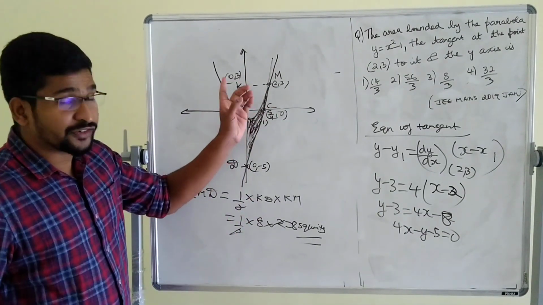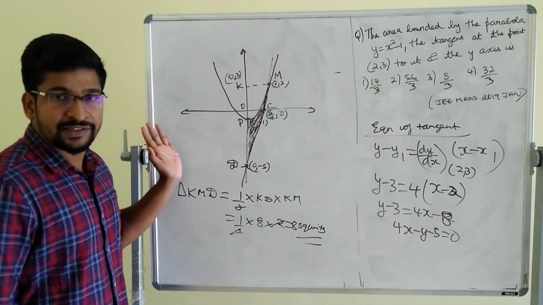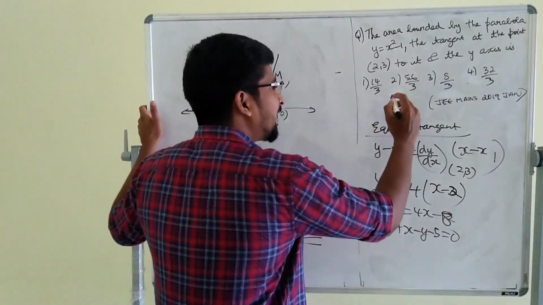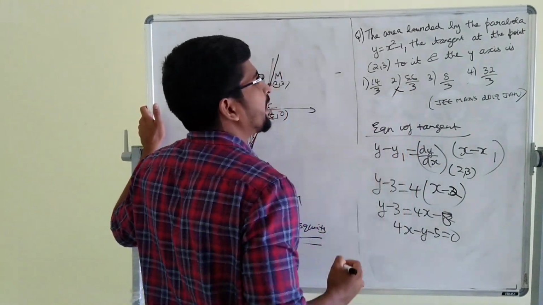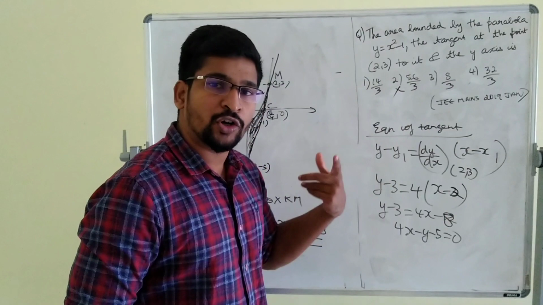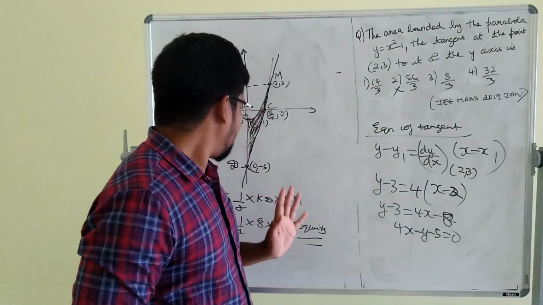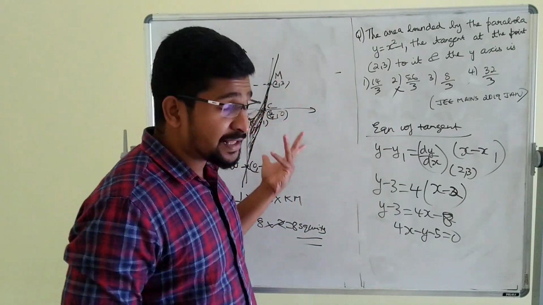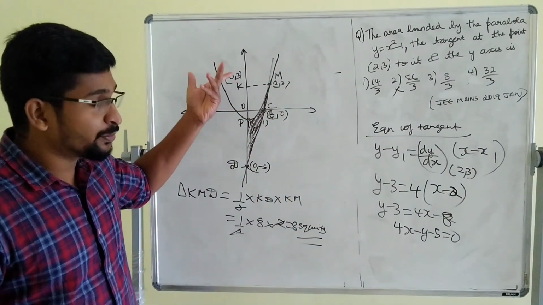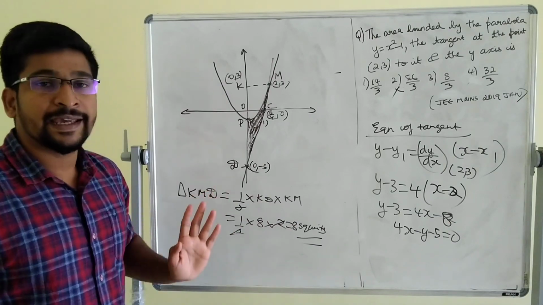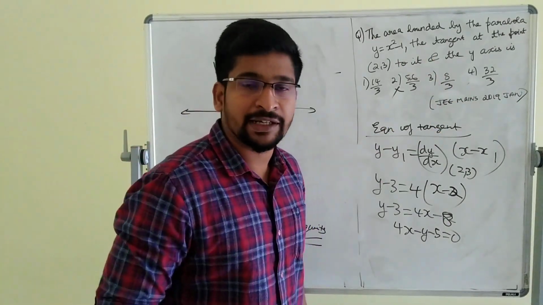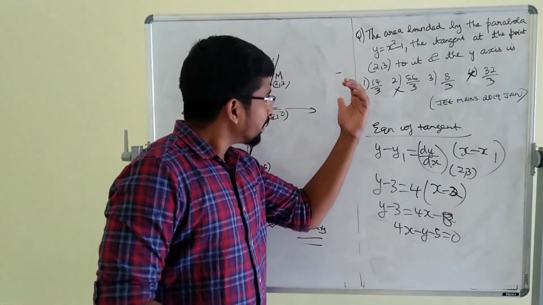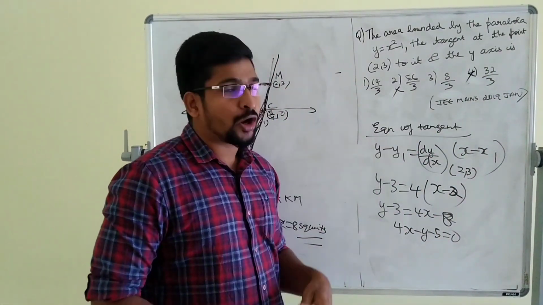Now let's see the options. Surely our required area is going to be way lesser than 8 square units. When you see the options, option 2, 56 by 3, is way higher than 8. So it can never be the answer. Similarly, 32 by 3 is also way higher than whatever the required answer is, because the larger triangle, which contains much more area than the required area, has an area of 8 square units. So it cannot be 32 by 3. 32 by 3 is exceeding 10. So this also cannot be the answer. So we can narrow down the options to option 1 or option 3.